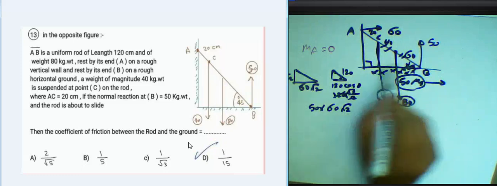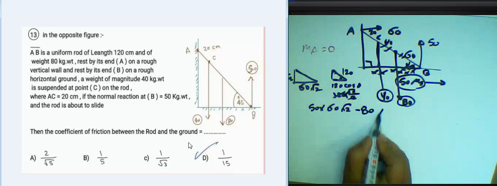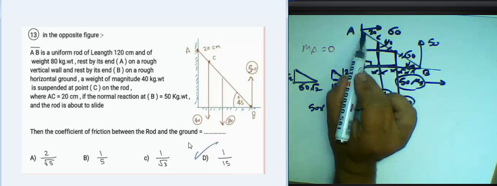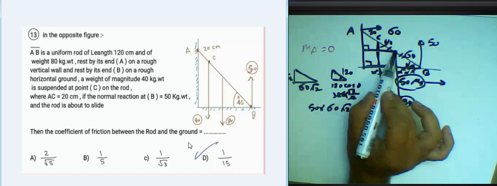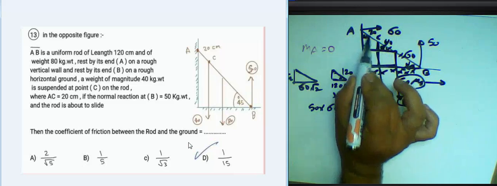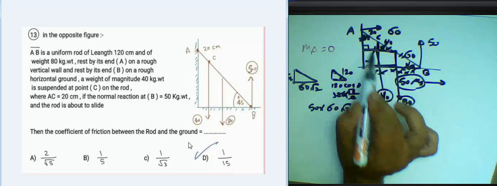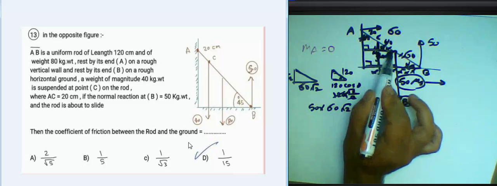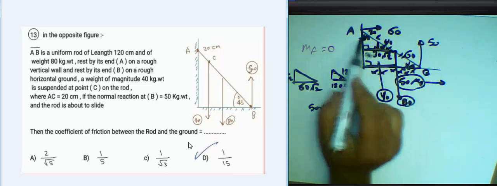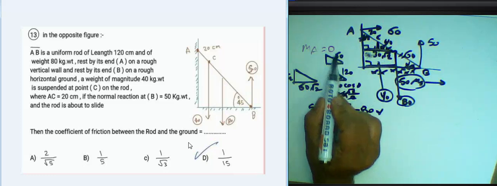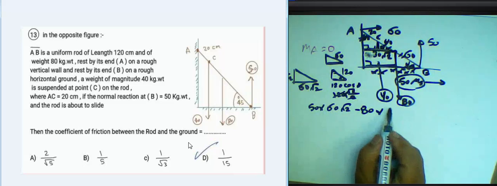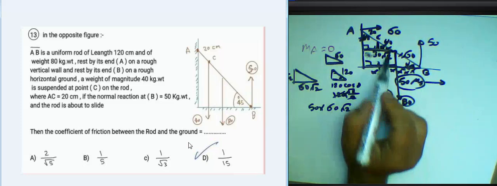This force 80 moving with the clock will be negative 80 multiplied by this length. I can find this length, and it was 60. This length equals 30 root 2 because of the 45, it's an isosceles triangle here, so this length equals 30 root 2, understood? Because this triangle, look at here outside, is 60 centimeter, then this length equals 30 root 2. I will write 30 root 2 for this length.